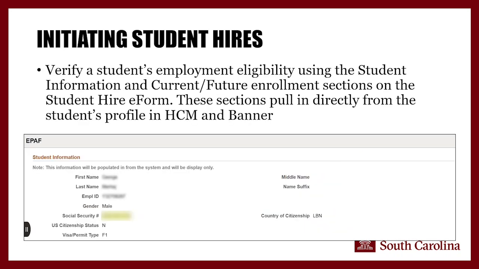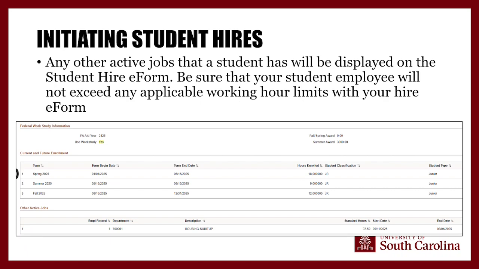The first step in initiating the hire is to verify the student's employment eligibility. Basic information is provided at the top of the hire form. Pay special attention to the citizenship status and note any potential restrictions to the number of hours that the student can work per week or the number of credit hours that they should be enrolled in to work as a student employee. Current and future enrollment is displayed to help you determine eligibility. Additionally, if a student has been awarded work-study funds, those will appear at the top of the form.